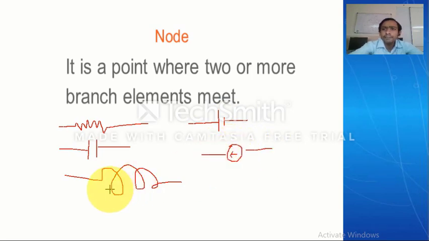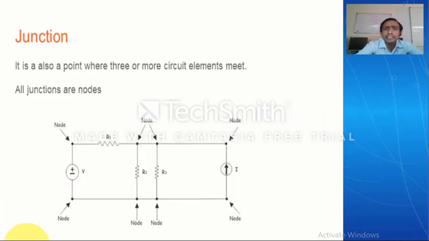Now, there is a basic difference between node and junction. A node is a point where two or more branch elements meet. This is a resistance and this is another resistance, so it is a node, but this is not a junction. For defining a junction, we must have at least 3 circuit elements. So a junction is a point where 3 or more circuit elements meet. All junctions are nodes, but all nodes are not junctions.